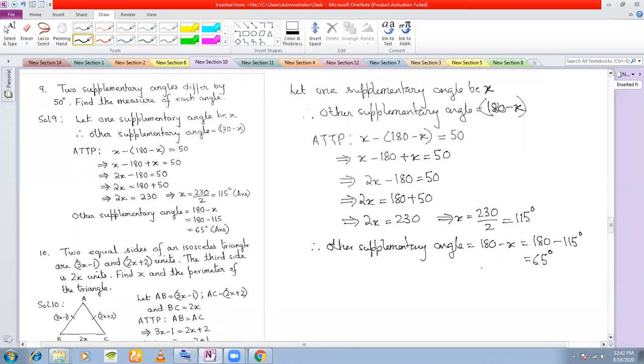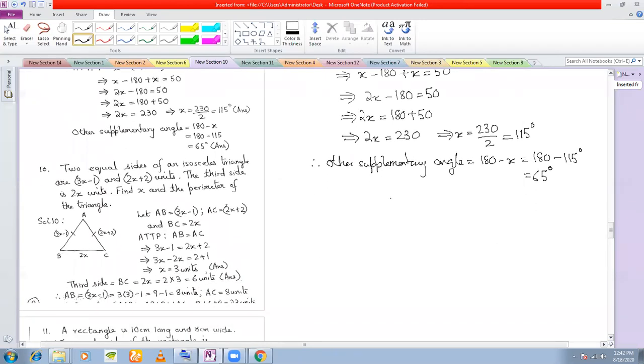Okay. Now see, there is one thing to note here, that the difference of the two angles is given. Difference means, when I say difference between a and b, two numbers. If I give you two numbers x and y, what is the difference between these two numbers? It means x minus y or y minus x.